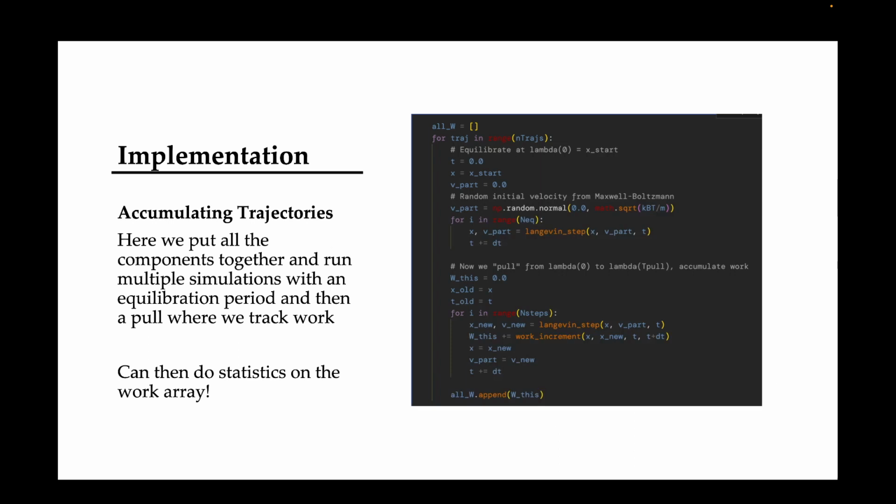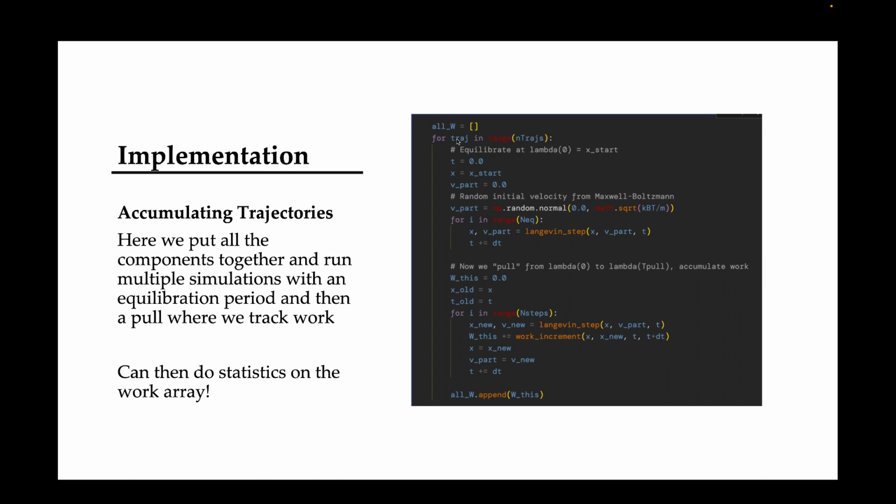And let's actually do that. So let's accumulate trajectories. Here we're putting all the components together, and we're running multiple simulations with an equilibration period to start. We set up our particle with a random initial velocity, like we said. We do our Langevin step. So there's a number of equilibration steps that we have. And then after that equilibration period, we pull from our initial lambda to our final lambda, and we're tracking and accumulating the work the whole time, right?